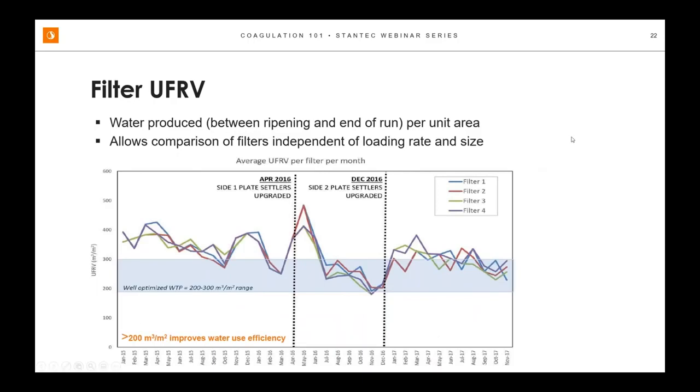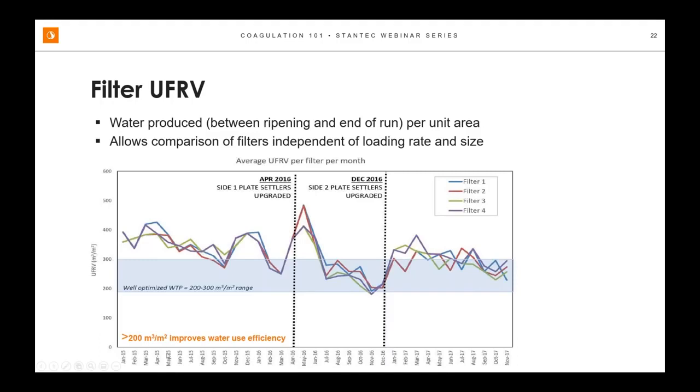What I like plants to do when they're starting an optimization is look at the filter UFRV, okay? It's the water produced, the production of the good water, after ripening and before the end of the run, divided by the unit area of the filters. So that's either cubic meters per square meter or gallons per square foot, and it allows you to compare filters independent of their loading rate. A 48-hour filter run might be good, but not if the loading rate is really low. It's not producing as much water.